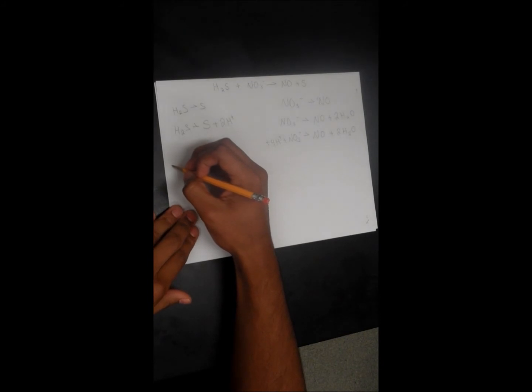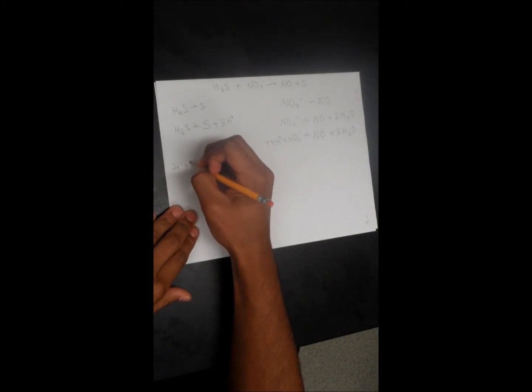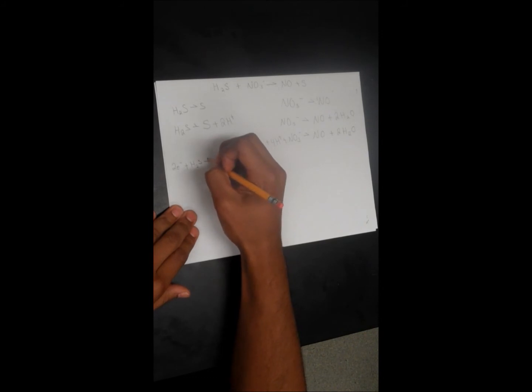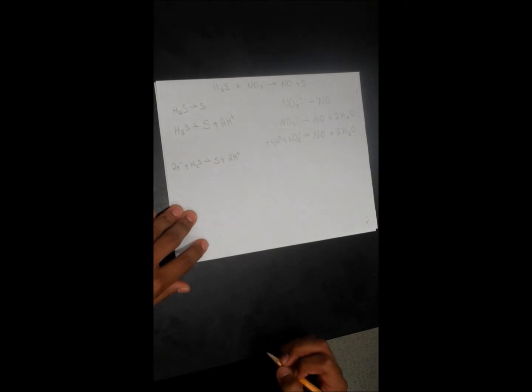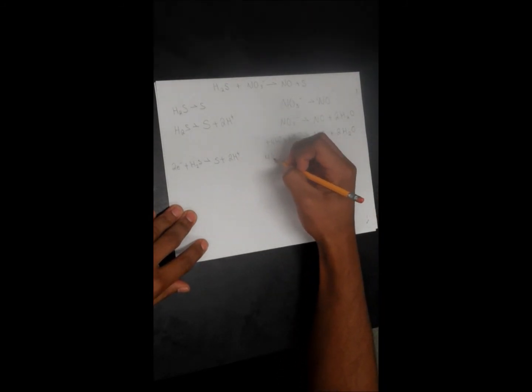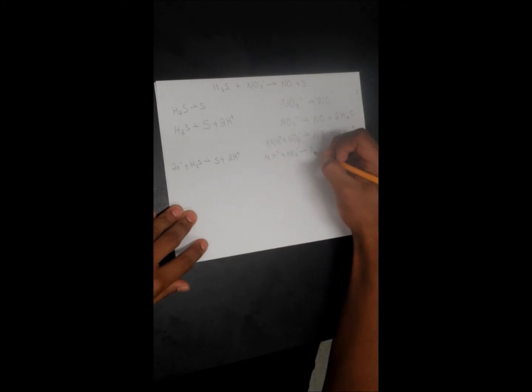Now that we have found how many electrons were lost and how many electrons were gained, we write it back into our half reactions. So this becomes 2 electrons plus H2S yields S plus 2H plus. In our other equation, we have 4H plus NO3 minus yields NO plus 2H2O plus 3 electrons.